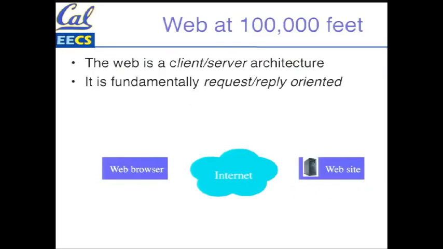Okay, so what does the web look like? We're going to use an analogy of altitude. We're going to start at about 100,000 feet out and then zoom in progressively to more and more detail. And at the very top level, the web is a client-server architecture that's request-reply oriented. So what does that mean?